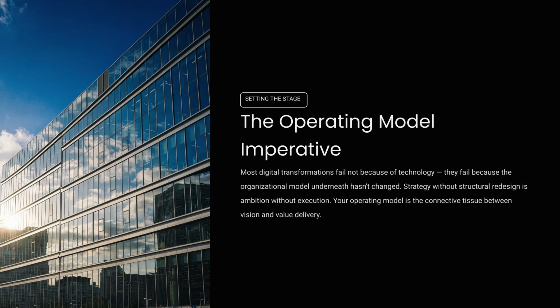Digital transformations often fail due to unchanged organizational models, not technology. Strategy without structural redesign lacks execution. Your operating model is the connective tissue between your vision and value delivery.